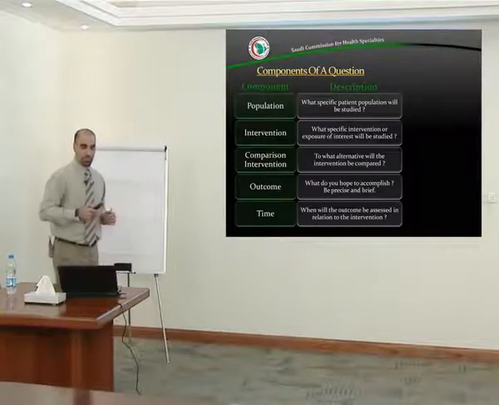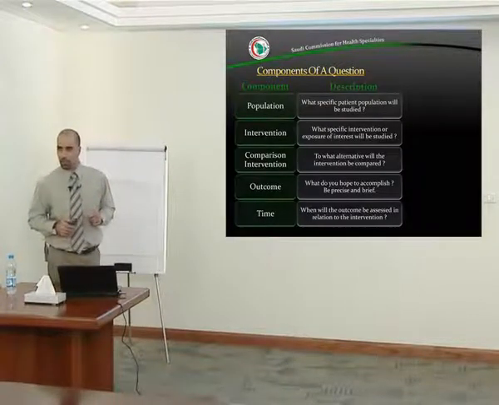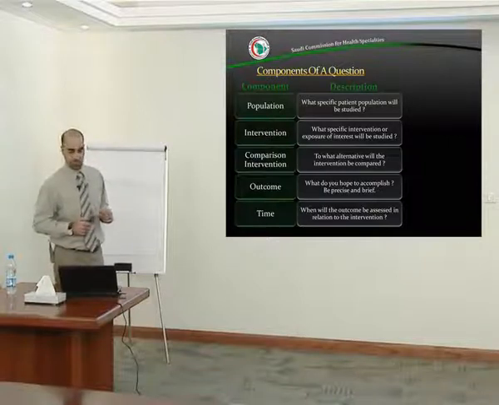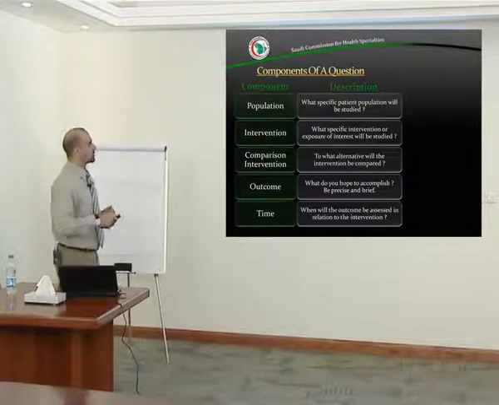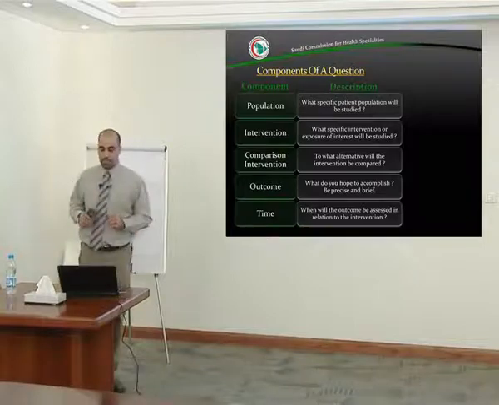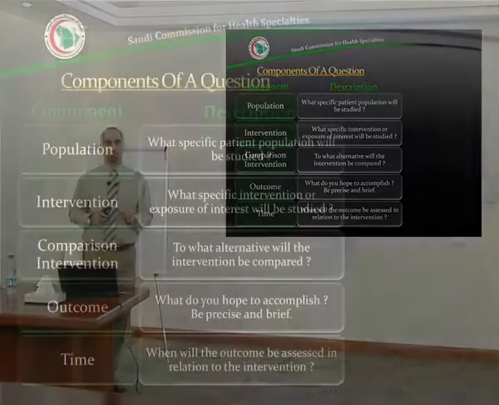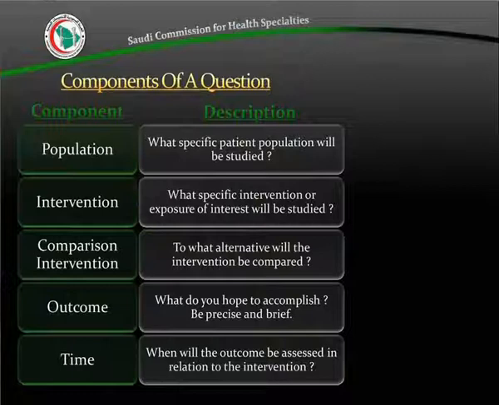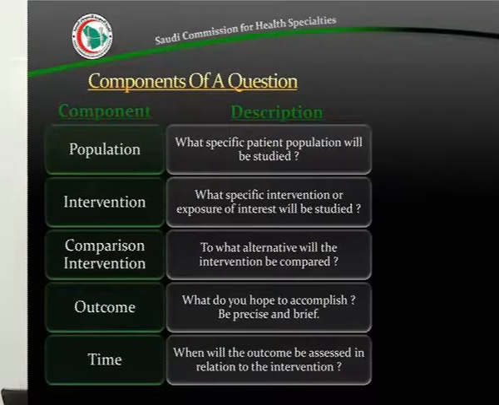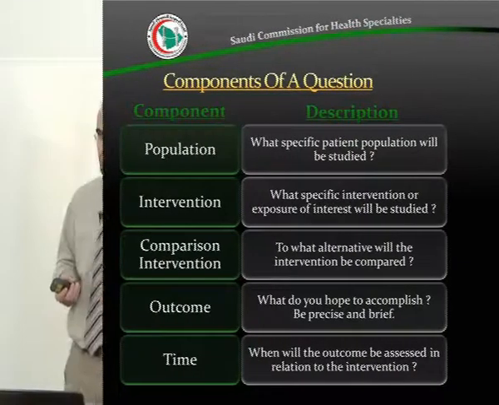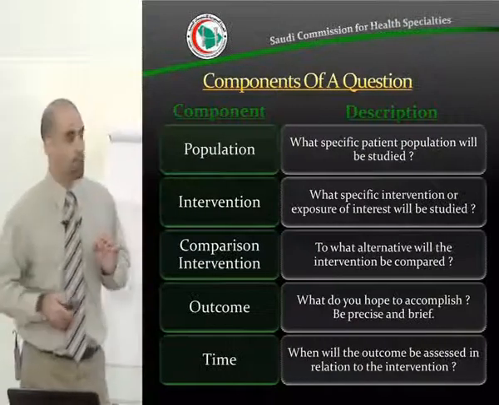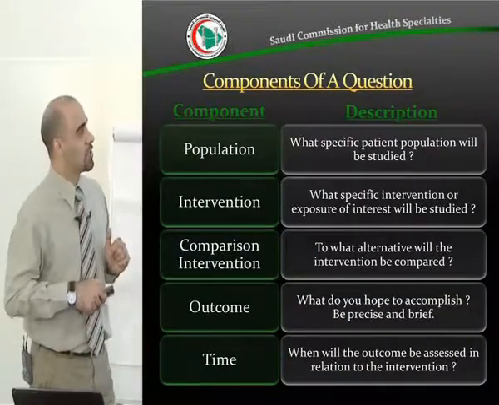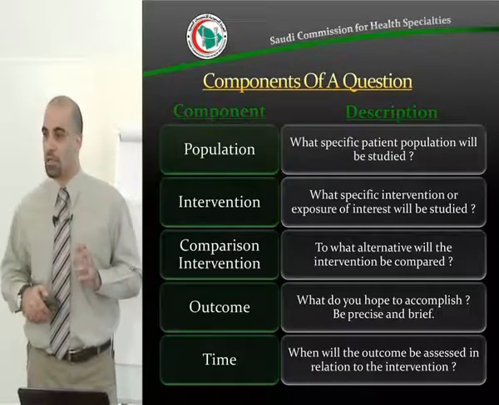Components of a question. The research question that you have to come up with has to have certain components. One of them is the population. In other words, what specific patient population will be studied? So are they MI patients? Are they diabetic patients, hypertensive patients, and so on and so forth? So it should be specific enough to identify the population you are going to carry out the study on.